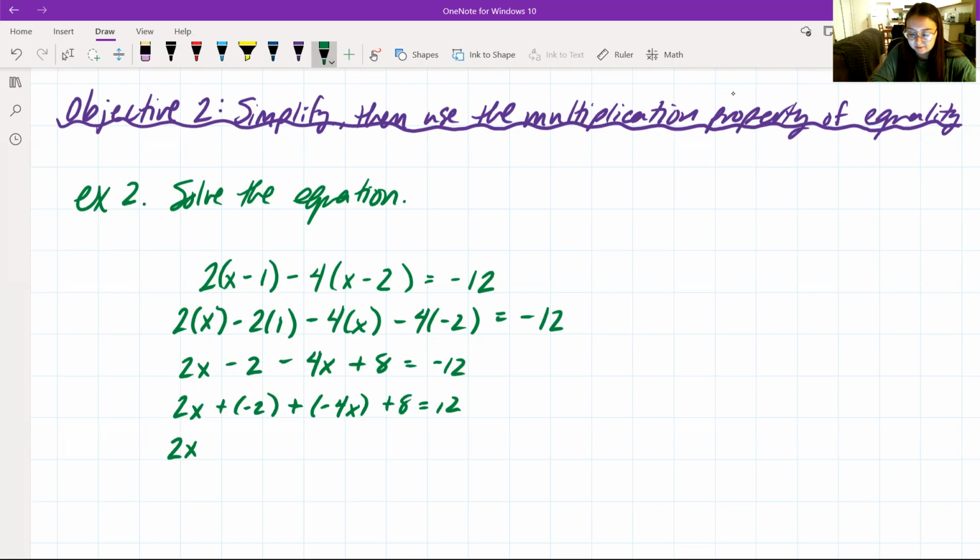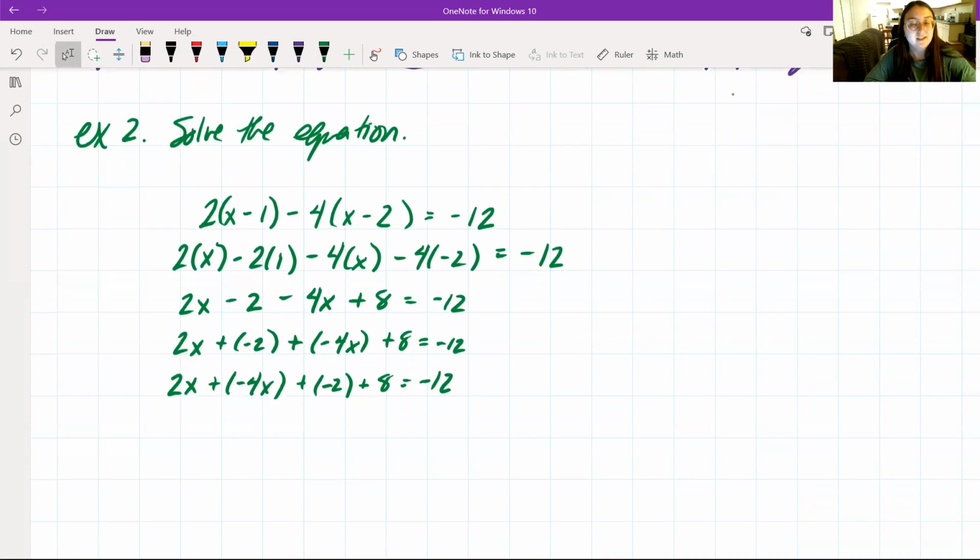So starting with 2x, we're going to say 2x plus negative 4x, and then we have our plus negative 2 plus 8 is equal to negative 12. I dropped the negative on the last part. So now we can combine our like terms. Our like terms are 2x and negative 4x, and then we have our like terms of negative 2 and 8. So 2x plus negative 4x is going to give us negative 2x. Then we have plus negative 2 plus 8, and negative 2 plus 8 is going to be positive 6. This is all equal to negative 12.